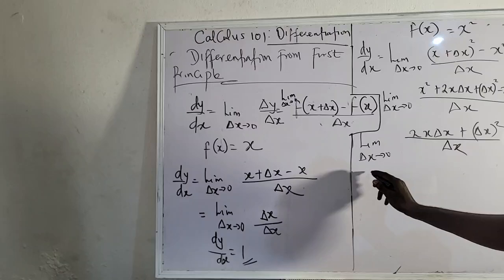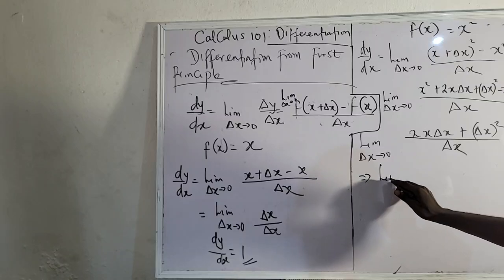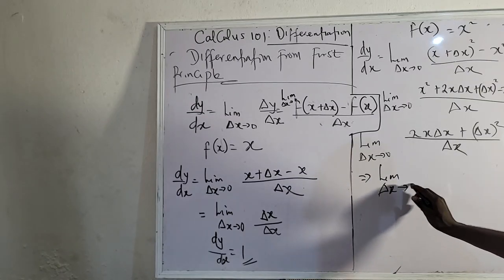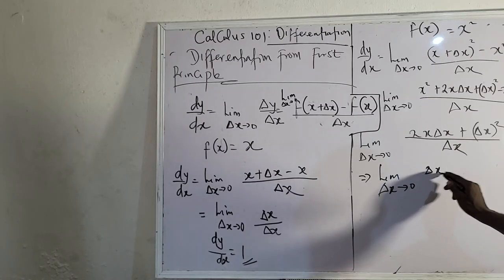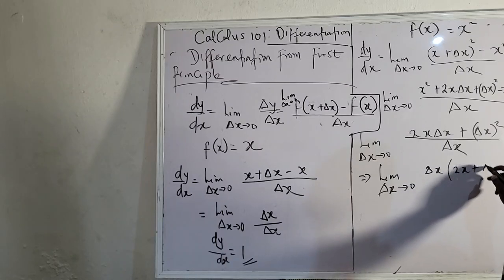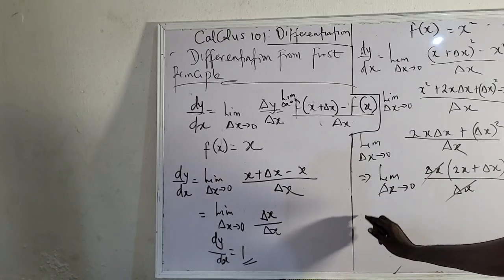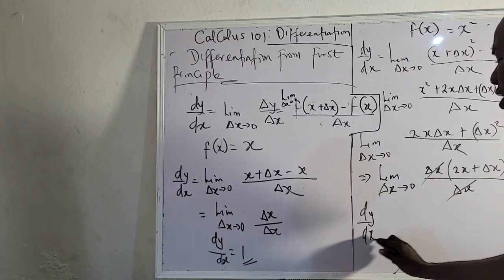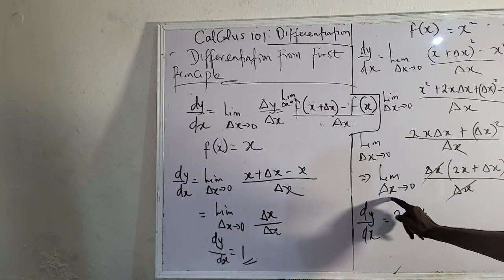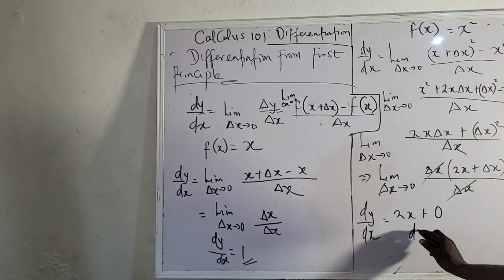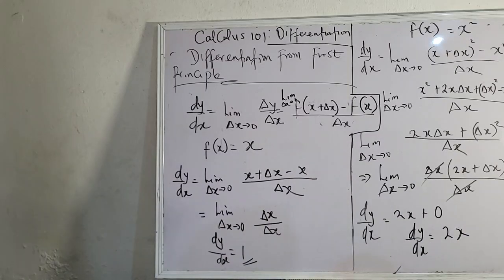So that implies the limit as change in x approaches 0, and then if we factor out change in x, we have 2x plus change in x, over change in x. This cancels this. So when we take the limit, if change in x is 0, this is going to be 2x. By the time we take this limit, this will be 2x plus 0, and our dy over dx equals 2x. That is what you are going to get.